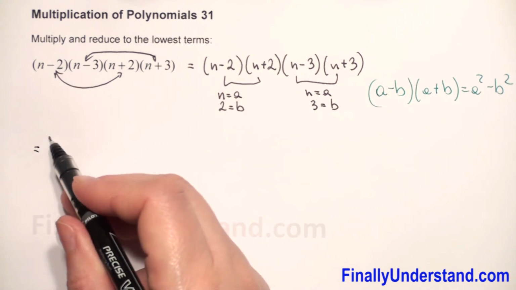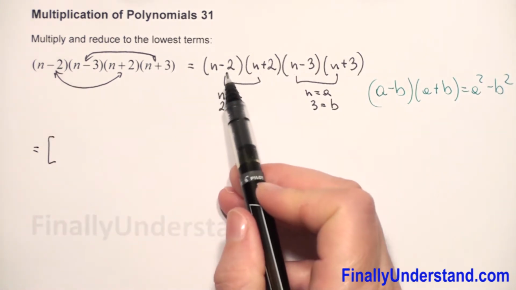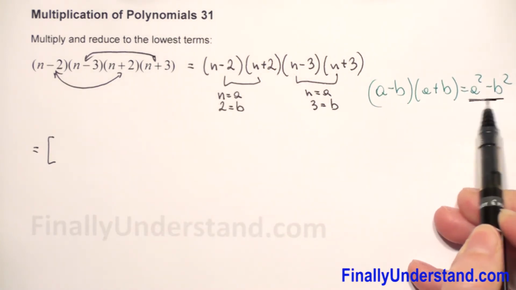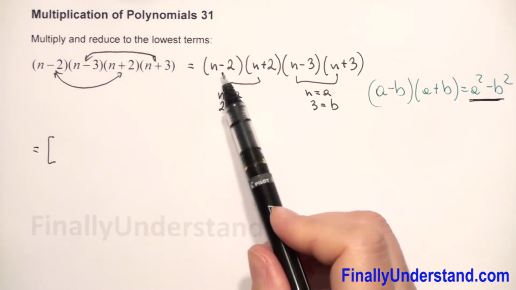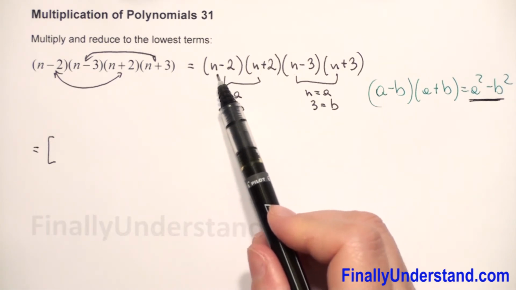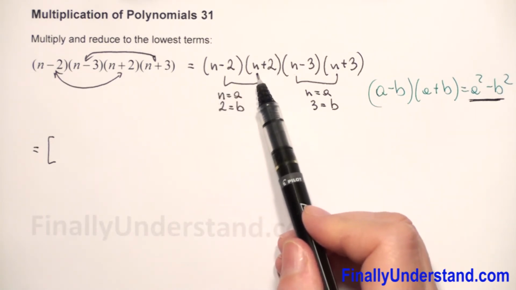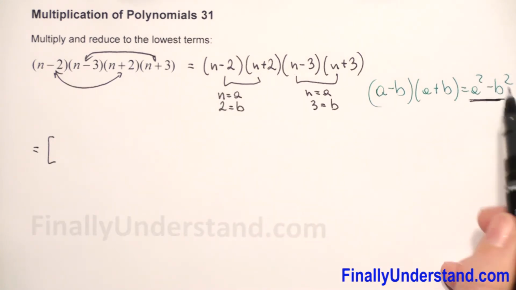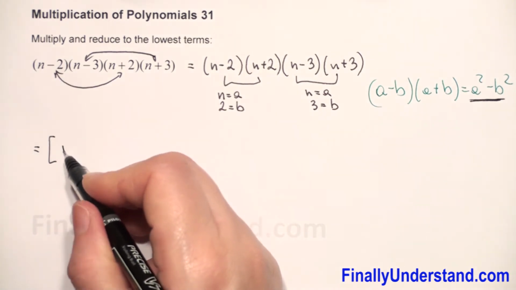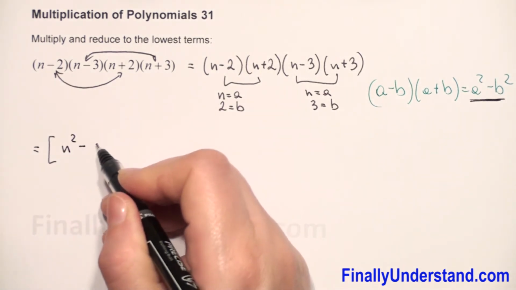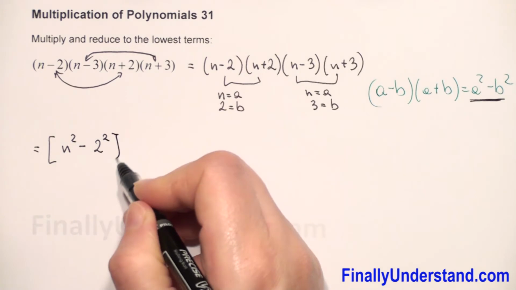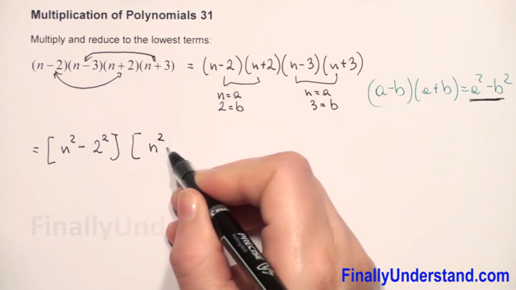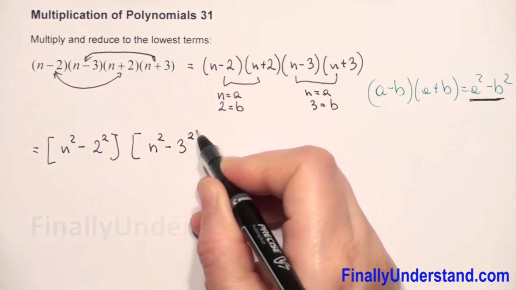And I will open the brackets. So n minus 2 times n plus 2, we can use this formula now, or you can do it step by step. You can multiply every expression in the first parenthesis by every expression in the second parenthesis. If you combine the like terms, you will get exactly the same result. It will be n squared minus 2 to the second power. And from the last two terms, we will have n squared minus 3 to the second power.